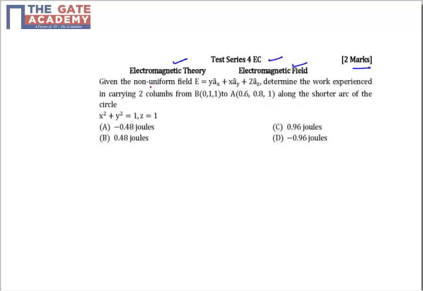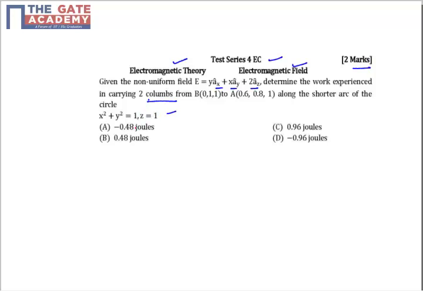Question says that given a non-uniform electric field E equals y ax plus x ay plus 2 az, determine the work expended in carrying a 2 coulomb charge from (0, 1, 1) to (0.6, 0.8, 1) along the shorter arc of the circle x square plus y square is equal to 1, keeping z equal to 1 constant.